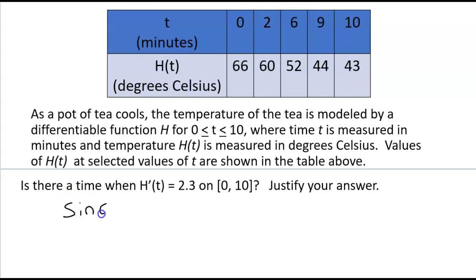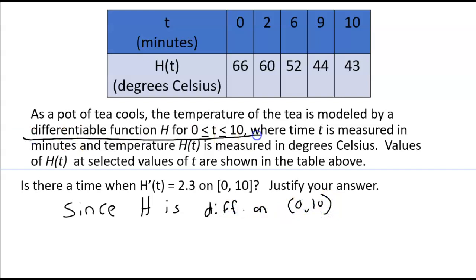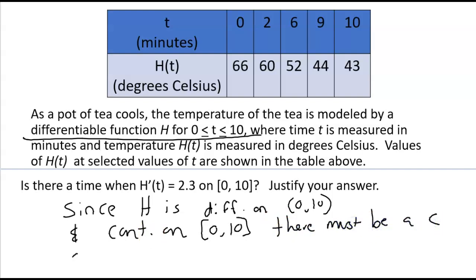You'd say, since h is differentiable on [0, 10], how do I know that? It tells us it is. And therefore, it's continuous on this. Now, how do I know that? A little while back, we learned that if a function is differentiable, it has to be continuous. The opposite's not true, but if a function is differentiable, it has to be continuous. So since h is differentiable on this interval and continuous on this interval, there must be a c such that the following occurs. The rate of change of h at that point is equal to the average rate of change on the interval that they're asking about.